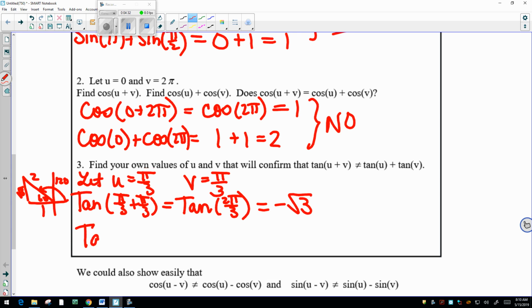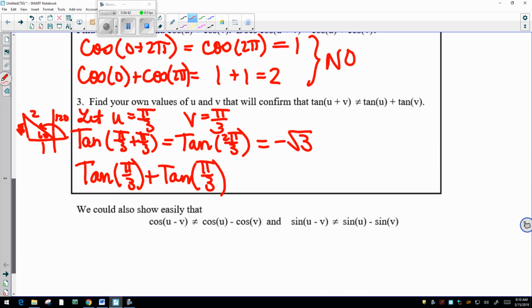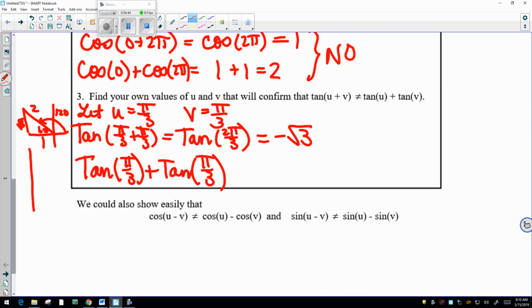Okay, if we take them separately, tangent of pi over 3 plus tangent of pi over 3, okay, so now we're dealing with a 60-degree angle in the first quadrant, so they should be positive.